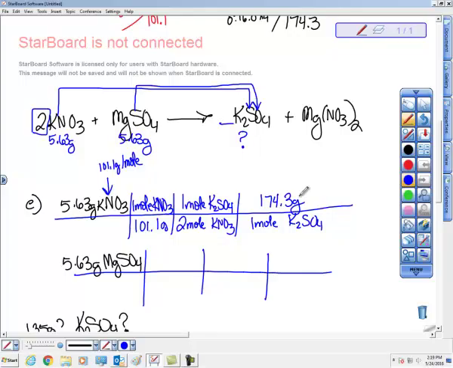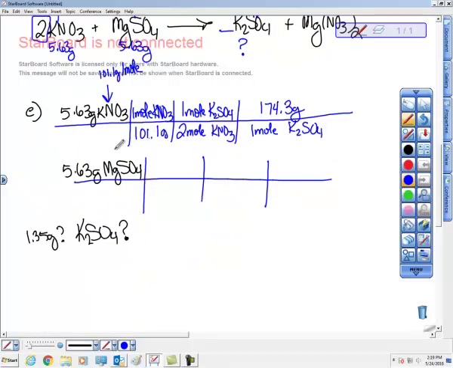Let's go ahead and do the next one, might as well. So here's the MgSO4. Mg has a molar mass of 24.3. Sulfur has a molar mass of 32.1. And then oxygen has a molar mass of 16, but you've got 4 of those. All right, let's do that.